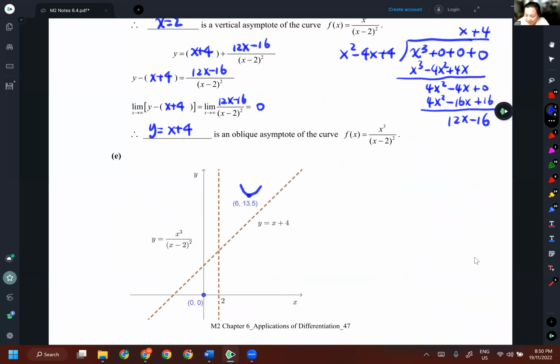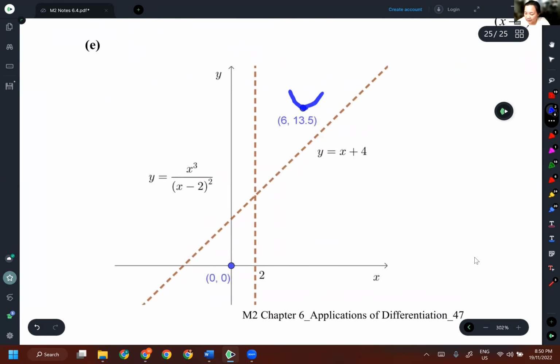Before this, it's concave down, and after this is concave up. Let me draw it better. This is concave down, and this is concave up this way. A saddle point. Learn how to draw a saddle point. Concave down and then concave up.